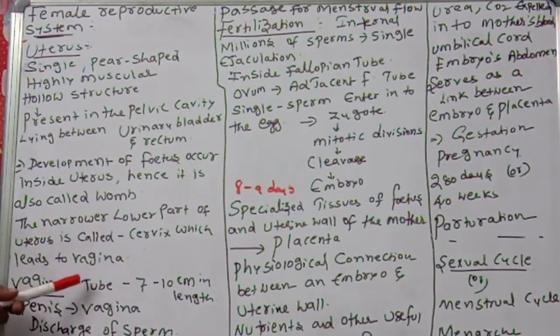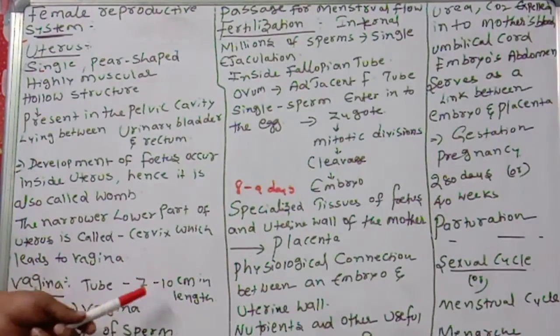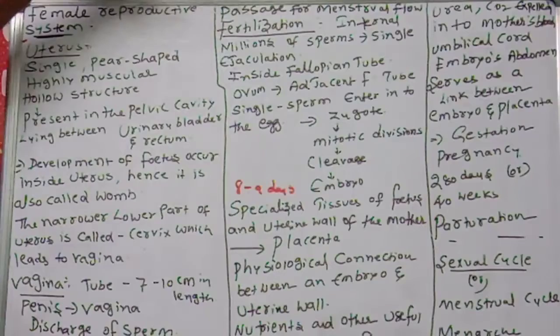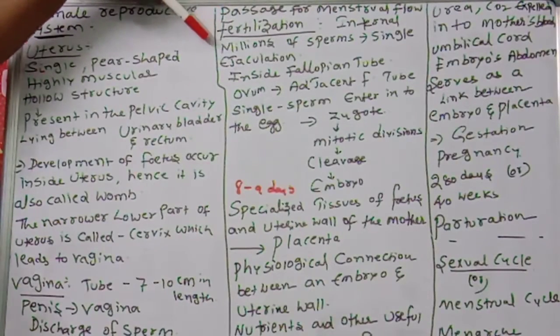Next, the vagina is a tube 7 to 10 centimeters in length. At the time of intercourse, the penis is inserted into the vagina to discharge the sperms. The vagina acts as the birth canal at the time of parturition, and also as a passage for menstrual flow.